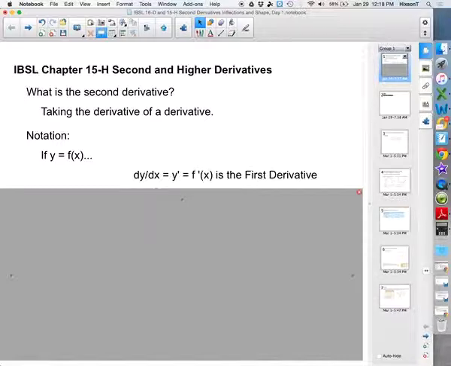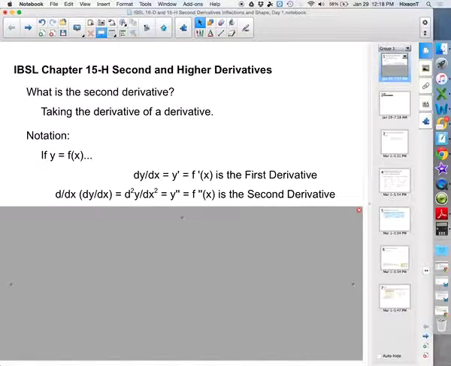When we take the second derivative, we're taking the derivative of the derivative. We would say that's d squared y over dx squared, or y double prime, f double prime. That's our second derivative. So be careful with your notation, make sure you know what this little 2 stands for in the notation. That means we're taking a second derivative.